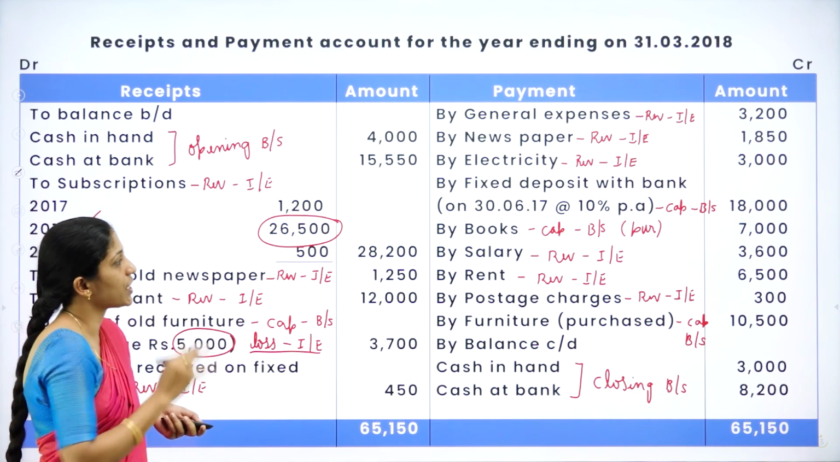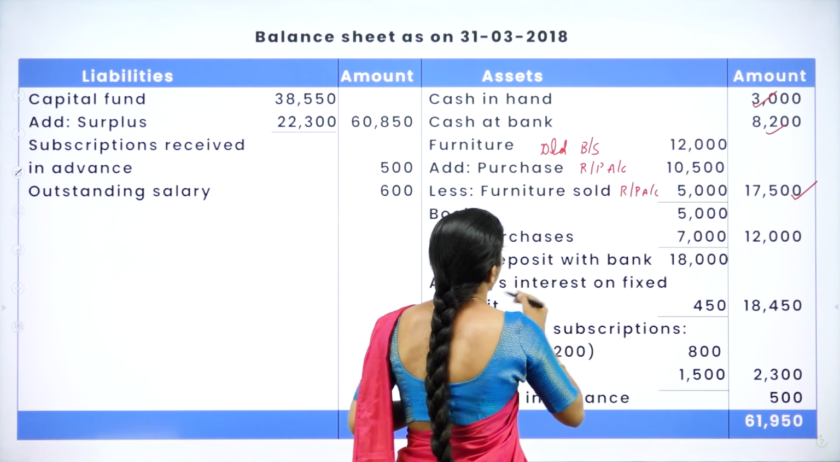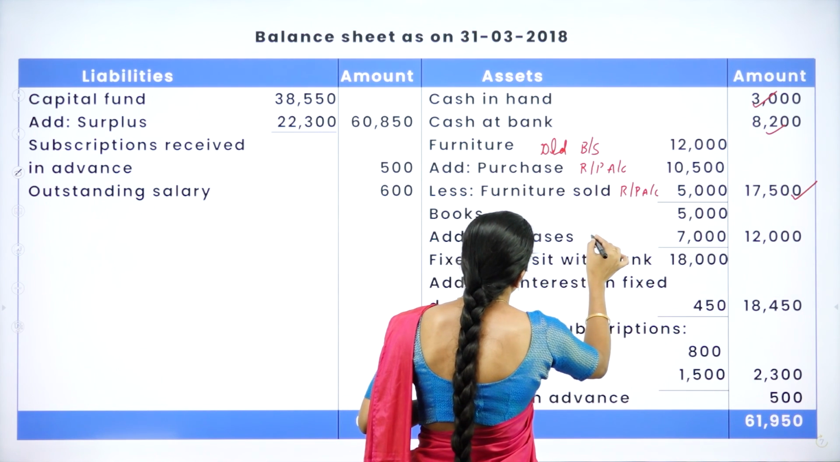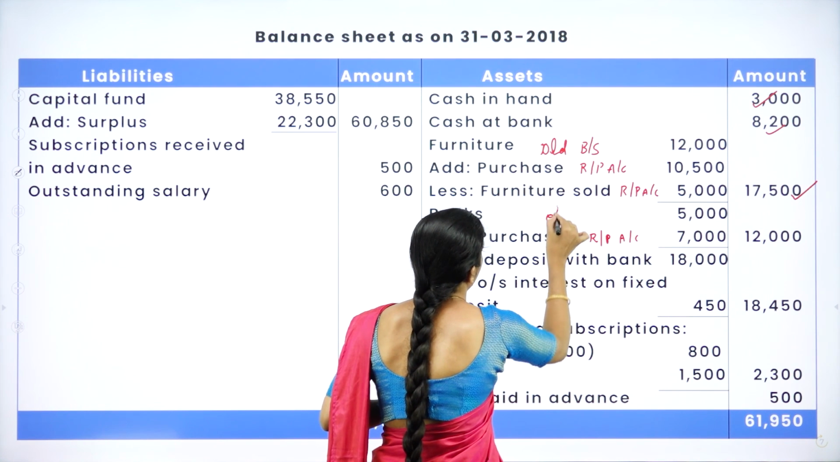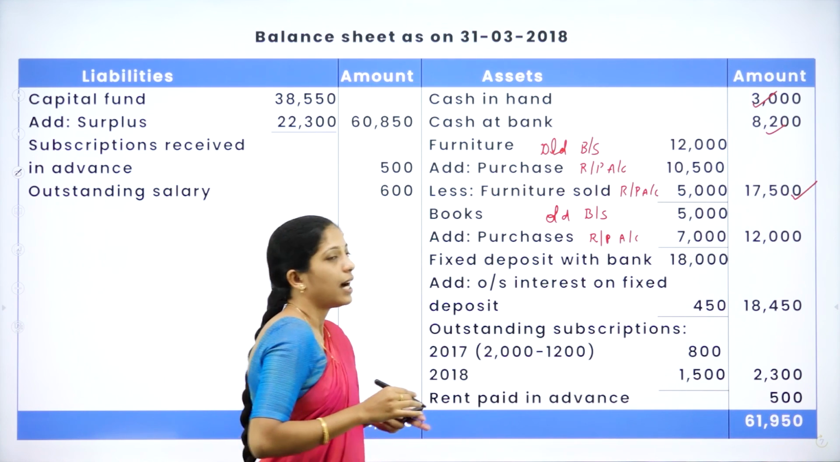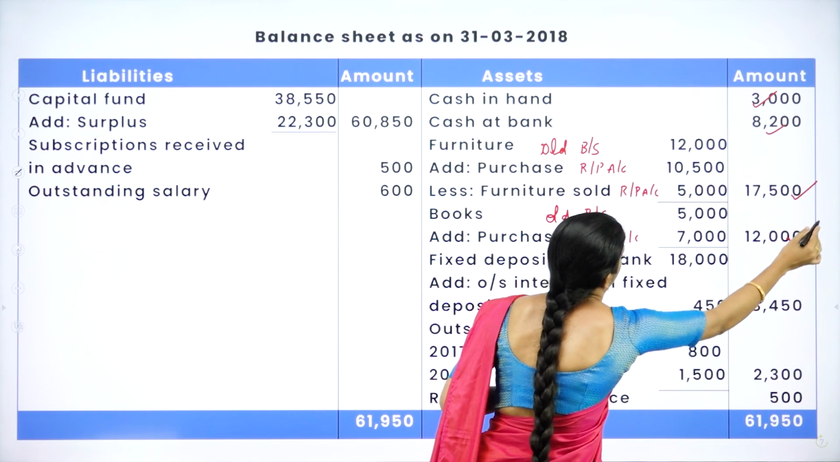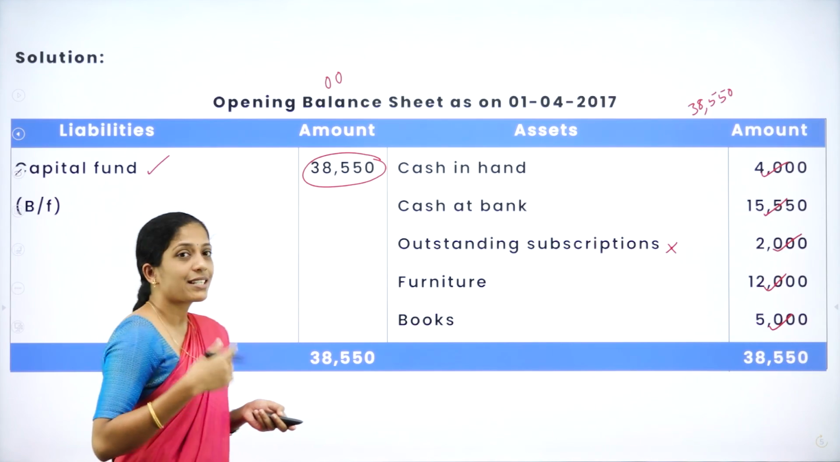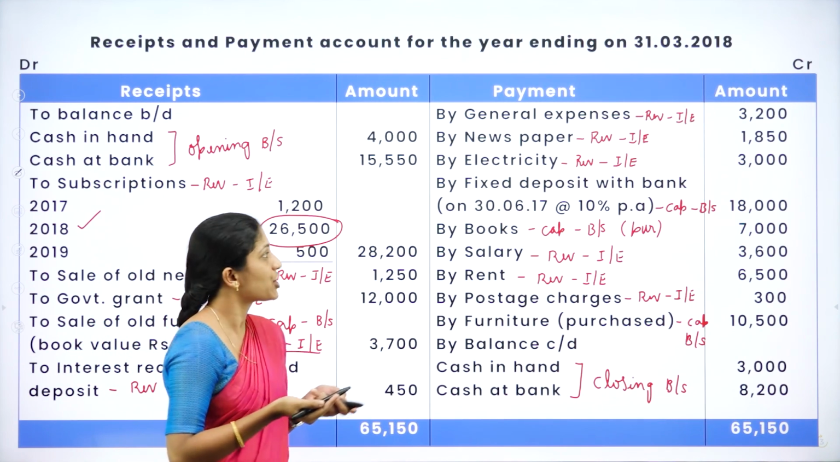Books 5,000 and purchase 7,000. Purchase is given in the receipt and payment account, and the book amount is taken from the old balance sheet. So old balance sheet 5,000, add purchase in the receipt and payment account 7,000. So when you add, you will get 12,000. The next item under receipts and payment account, we shall see whether there is any item which is left out.